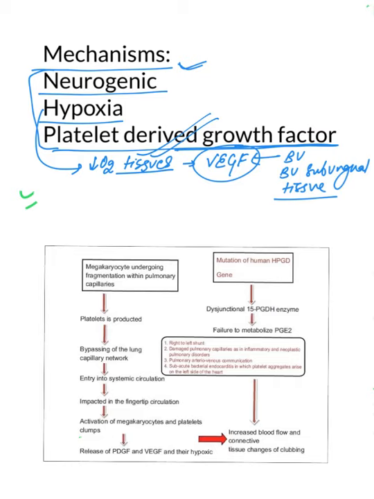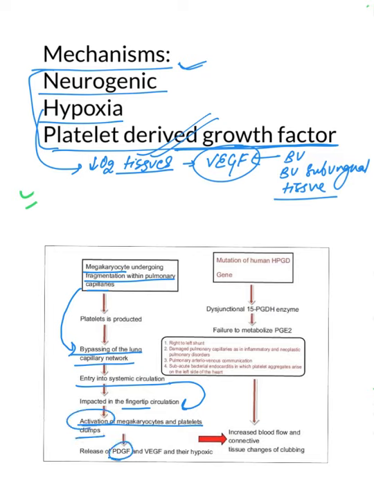Coming to platelet derived growth factor, normally megakaryocytes undergo fragmentation within the pulmonary capillaries. But in some pathologies, these megakaryocytes, these large platelets, escape the lung capillary network and enter into the systemic circulation. When they enter the systemic circulation, they go to the small vessels in the fingertip and get clogged there. After getting impacted, they get activated and release platelet derived growth factor and vascular endothelial growth factor. This leads to proliferation and expansion of blood vessels and formation of connective tissue in the subungual part of the nail bed, and that leads to clubbing.